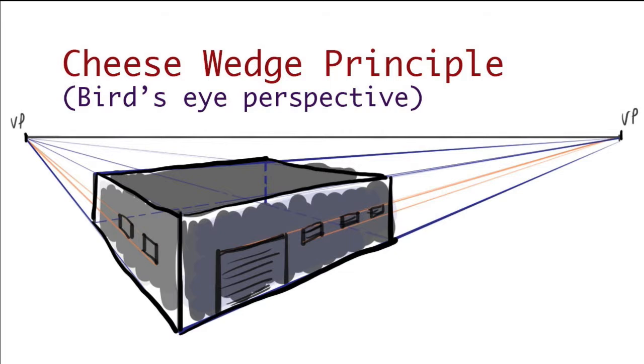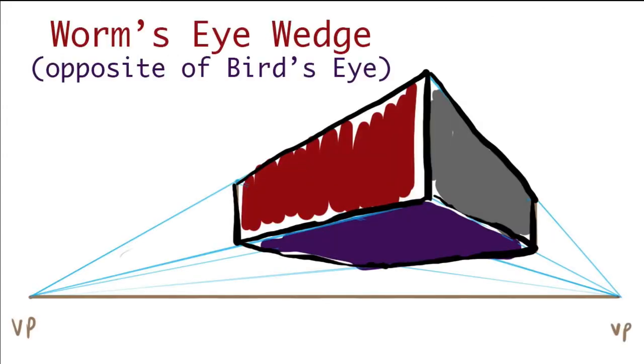Then we looked at using, once again, this cheese wedge principle to come up with something from a worm's eye perspective. So here we have this floating box, which might be about to come down on the head of our poor old worm. Once again, we can see that we've got our horizontal horizon line here with vanishing points set by us at each end. We've used that to then technically construct our box.